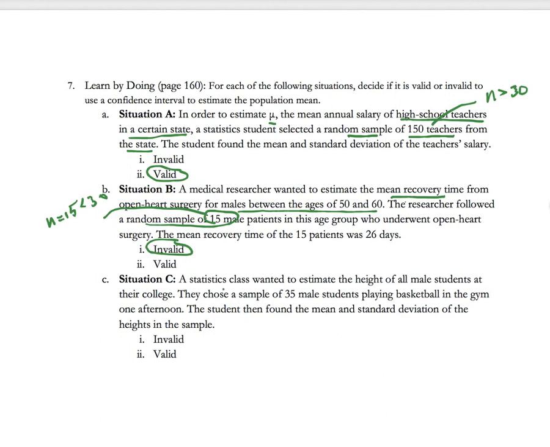Situation C. A statistics class wanted to estimate the height, so that's our variable, of all male students at the college, so that's our population. They chose a sample of 35, that's good, it's bigger than 30, male students playing basketball in the gym one afternoon. This is not good, right? This is not a random sample, so there is no way we should proceed, and this is invalid.